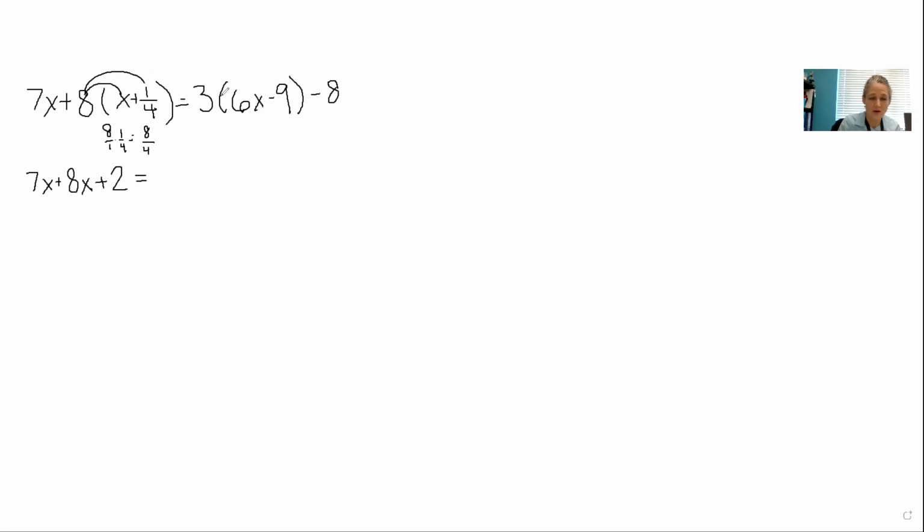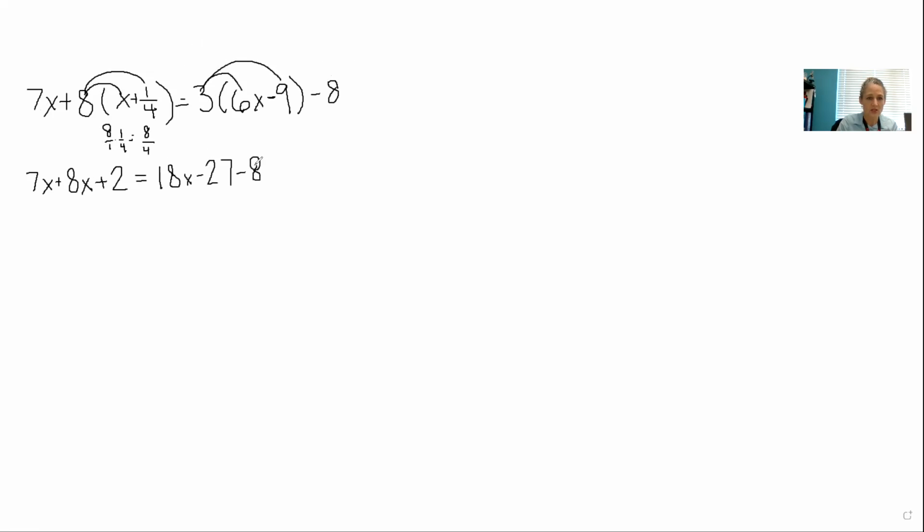Sweet. Now I've got to multiply this 3 through those parentheses. So 3 times 6x and then 3 times negative 9. It's important that I carry that negative through. So 3 times 6x is 18x, and 3 times negative 9 is negative 27. And then we've got this negative 8, and it's not really participating in anything. It's just like the 7x over here, just coming down for the ride.